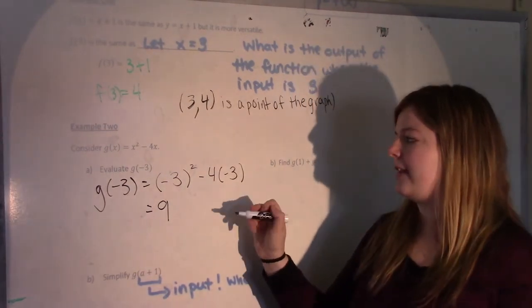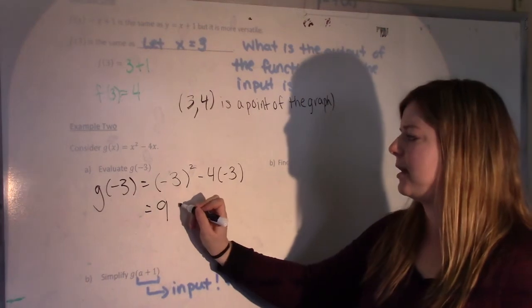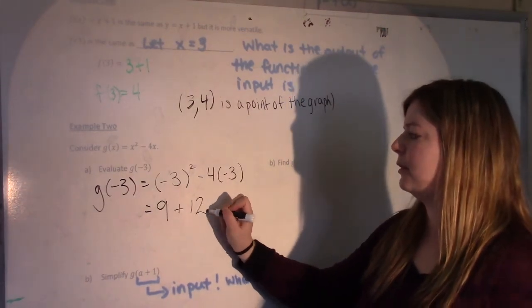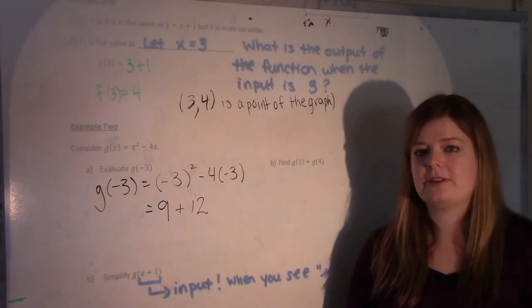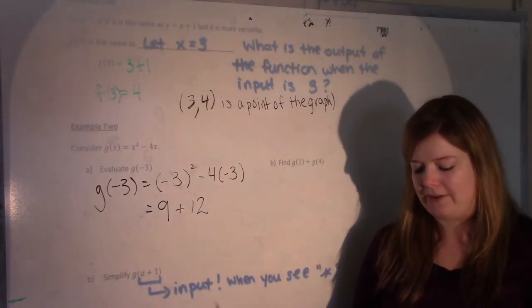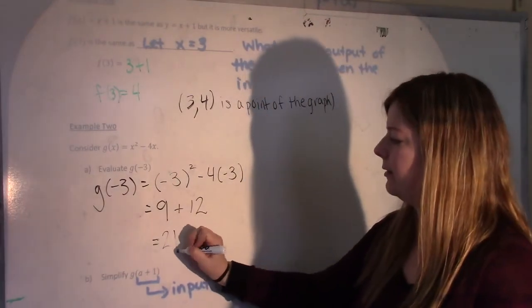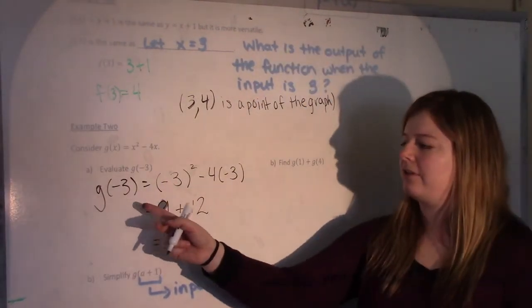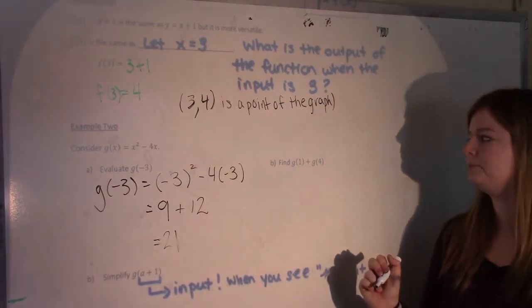And then 4 times negative 3, that's minus 12. So minus a negative 12 becomes plus 12. Okay, so just like last year when you were putting in variables, with function notation, also you have to use the parentheses. So your final answer here is 21. So that means negative 3 is the x value and 21 is the corresponding y value.